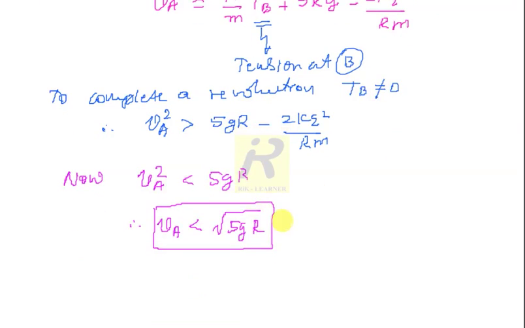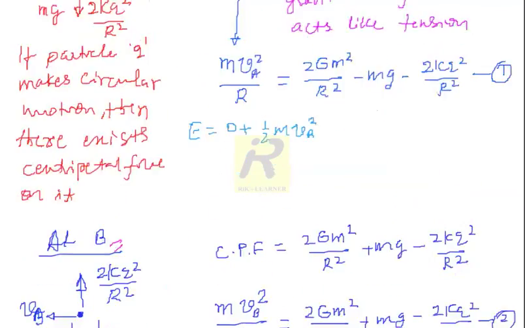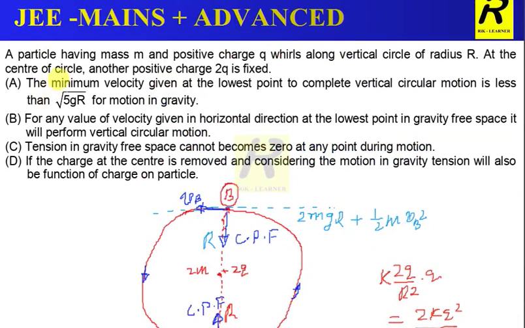This is the minimum velocity. Which one? Va is the minimum velocity at A. A is the bottom point, right? So now observe the option. The minimum velocity given at the lowest point, which is A in our situation, to complete vertical circular motion is less than root of 5gr. This is what we got. So definitely this option is right.